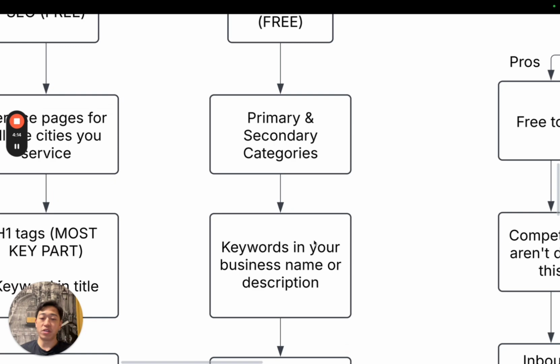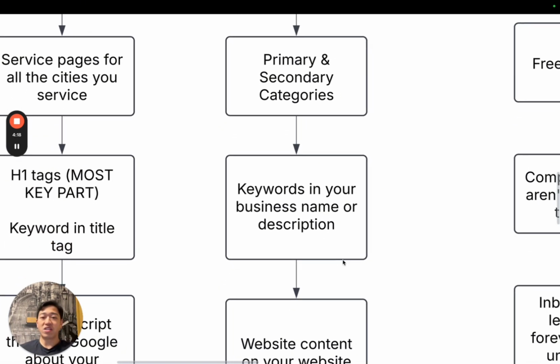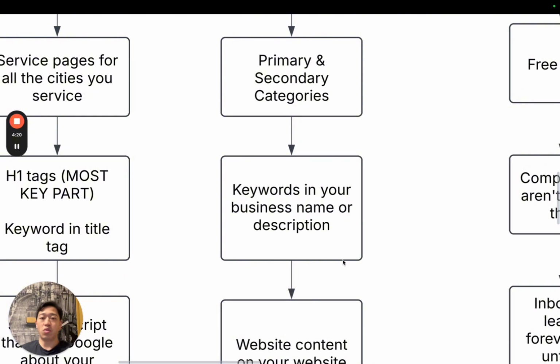And number two is the keywords in your business name or description. Here is where it gets a little bit tricky. If your LLC or your S Corp, your corporation, doesn't have that keyword in your name, you can't really put it in your Google My Business name, but you can add it to the description. So make sure whatever service you're offering, add that to the description so Google actually knows what your company is about.